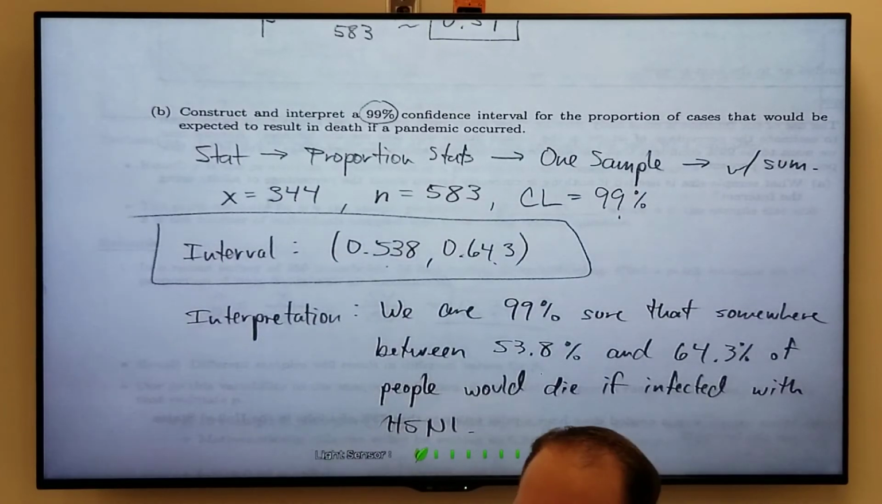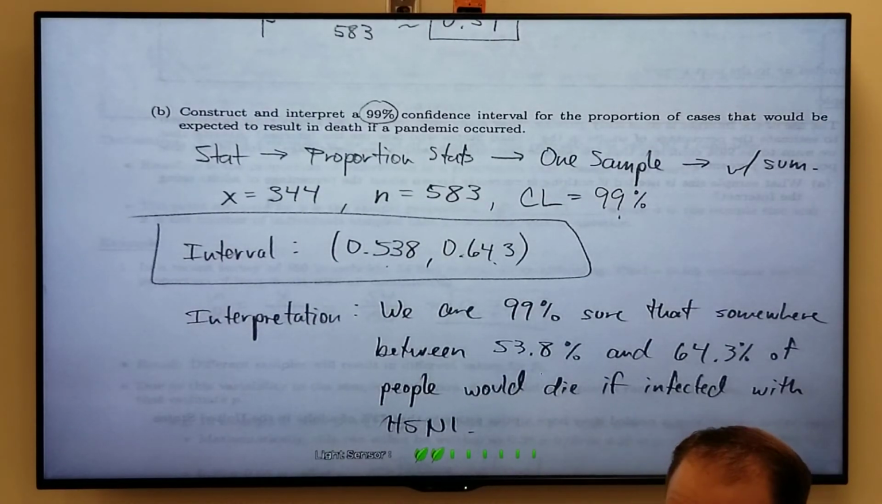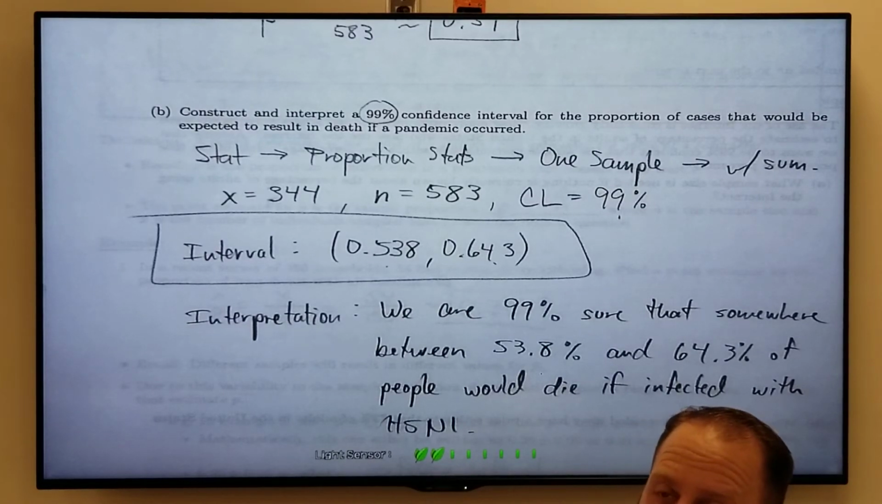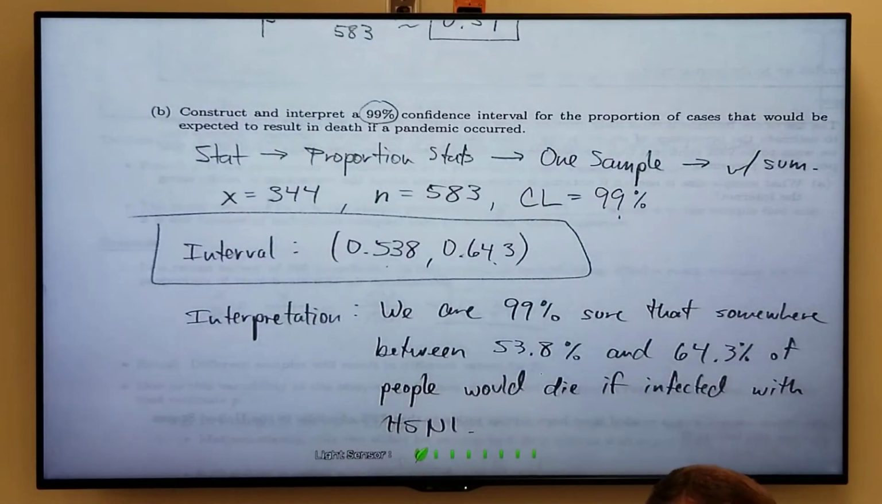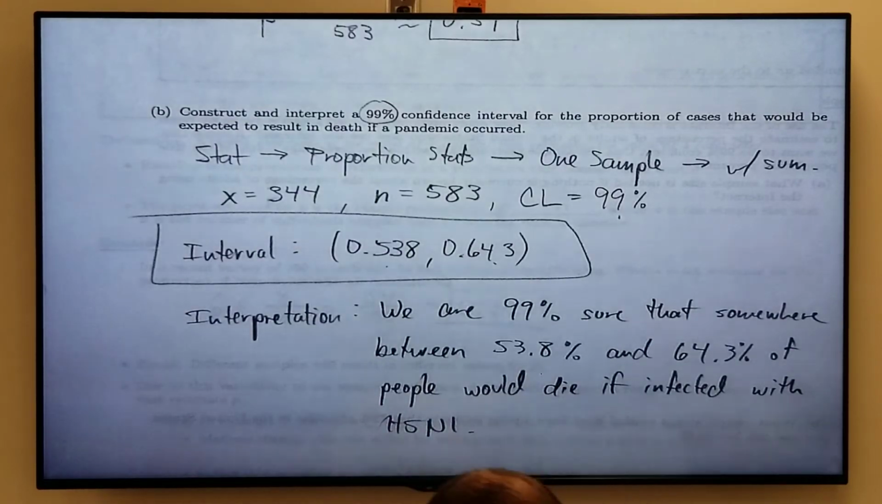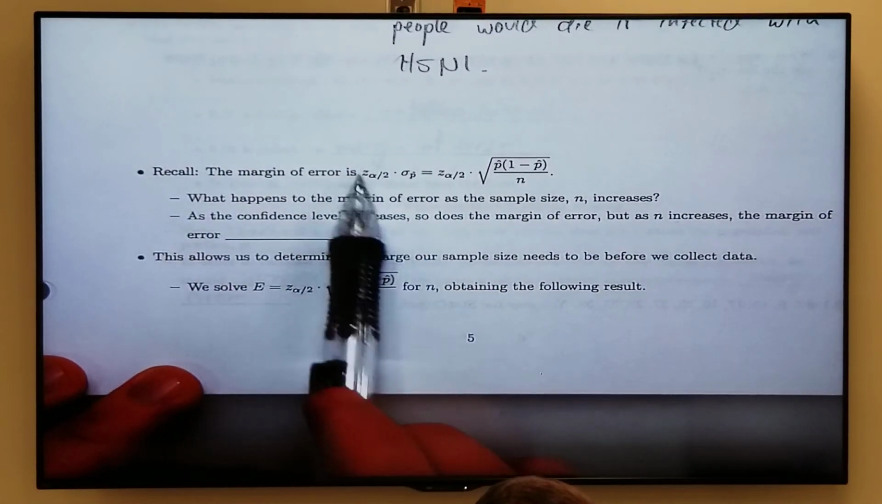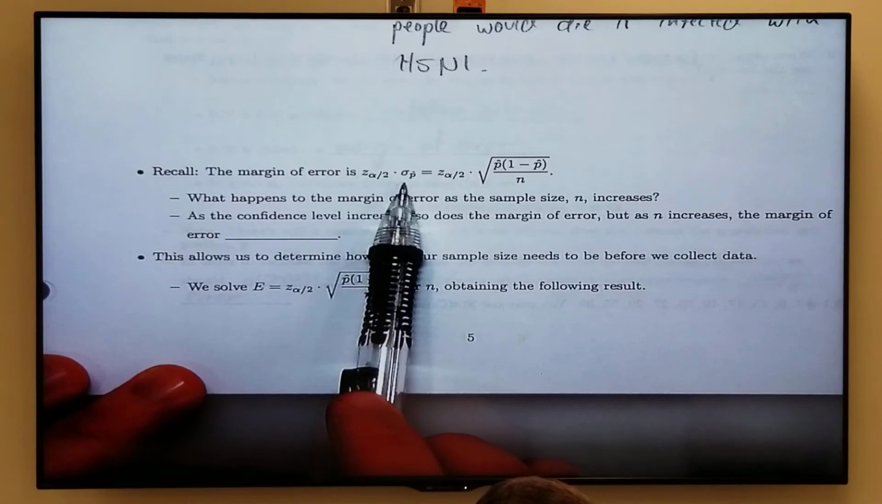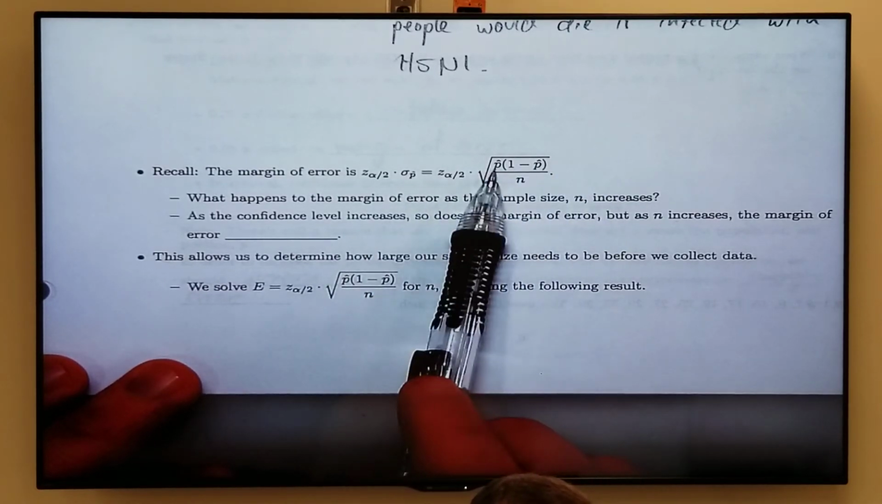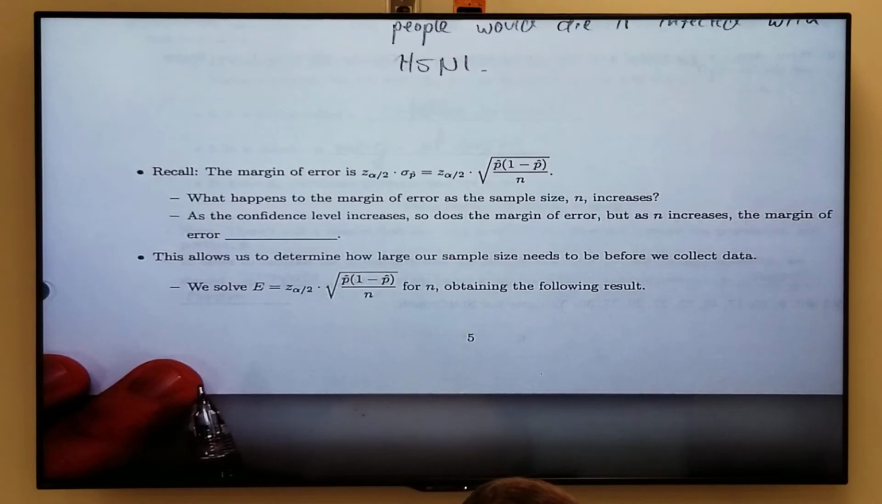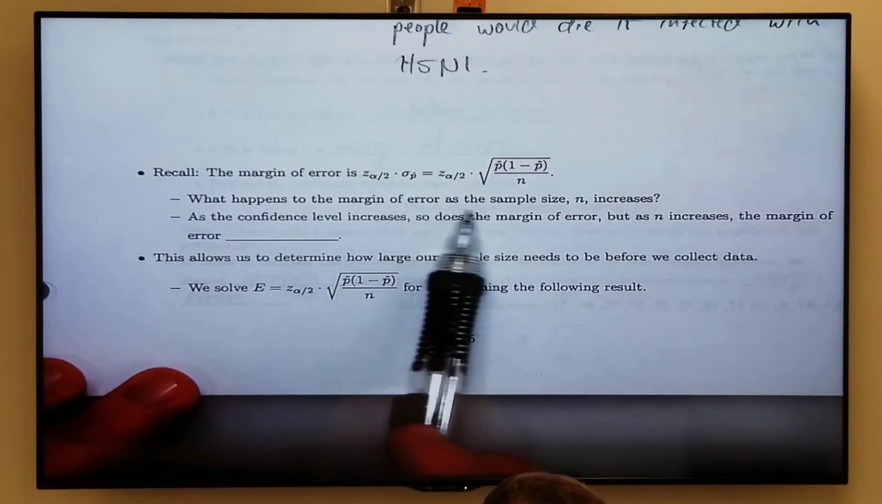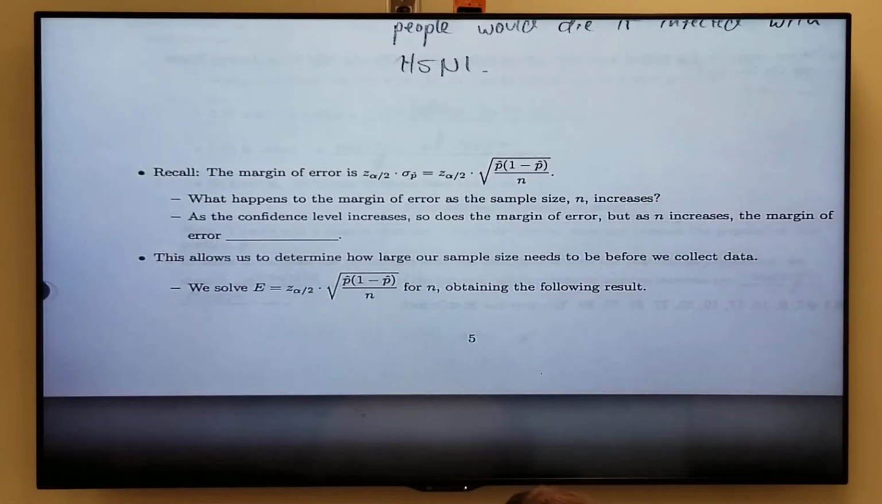There is one more topic in this section that I want to cover, and it has to do with figuring out the sample size that you need in order to estimate a parameter. In particular, in this section, in order to estimate a proportion. Okay, so recall the margin of error is given by this formula here, right? It's the critical value times the standard deviation. The standard deviation is just the square root of p hat times q hat over n. It says, what happens to the margin of error as the sample size n increases?